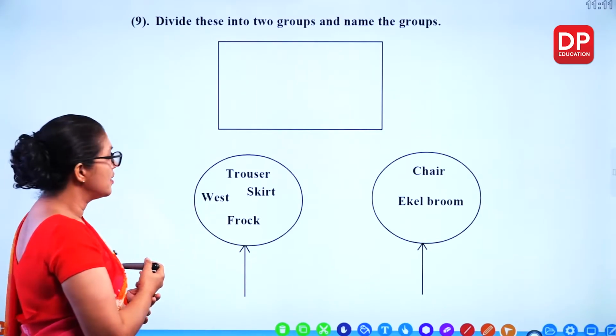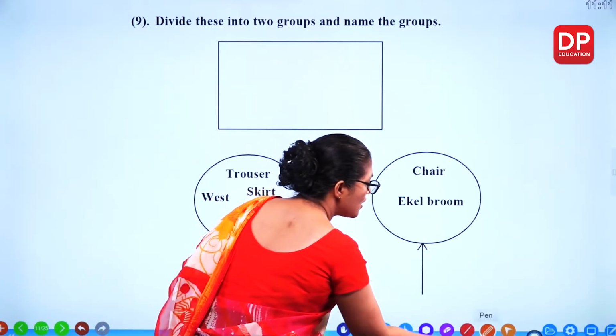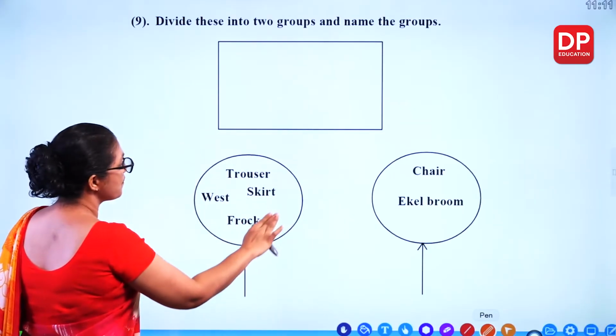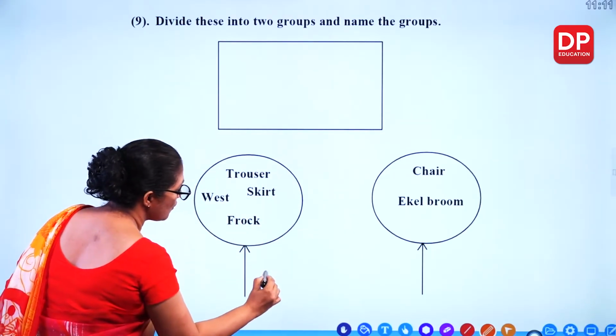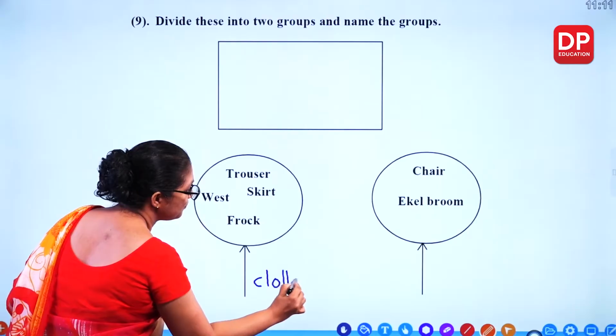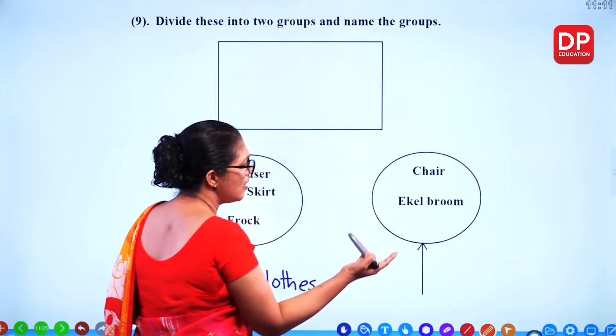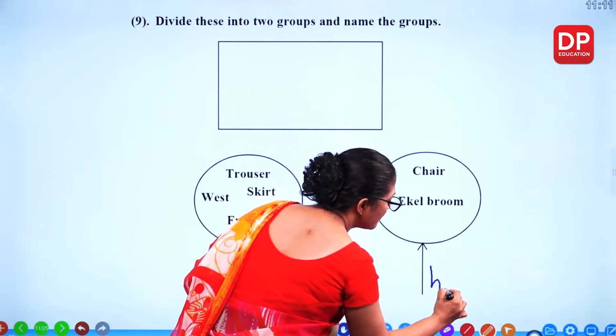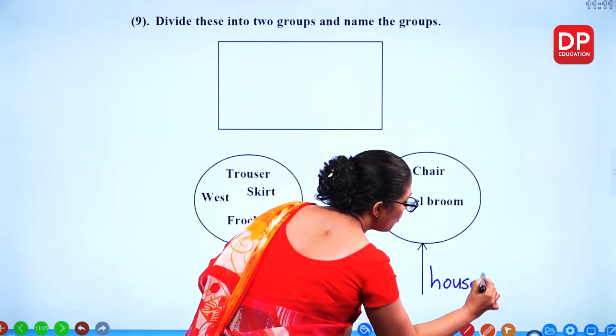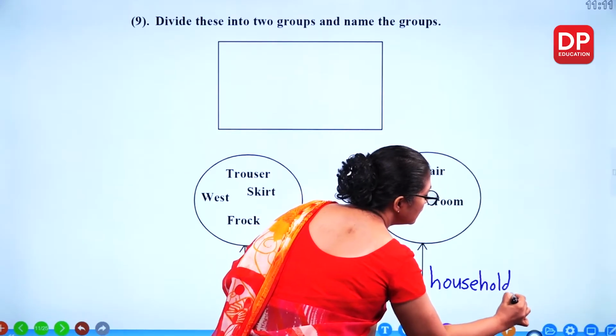So what are the two groups? So these are clothes. You can write clothes. These are broom and chair. Household items.